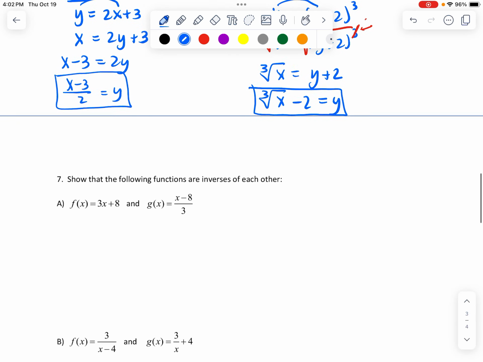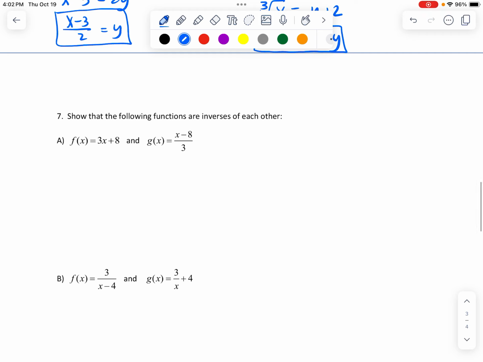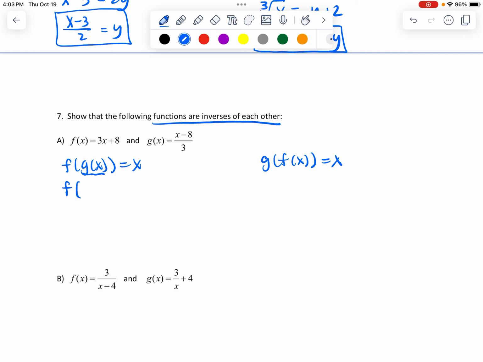All right, number 7, show that the following functions are inverses of each other. You need to know what it means by definition for two functions to be inverses. And that just means that f of g of x equals x, and g of f of x also equals x. That is the mathematical definition of what an inverse is. So let's go ahead and prove that. So what is g of x? Let's go ahead and plug that in. G of x is this. Not very pretty, but it's not the end of the world.